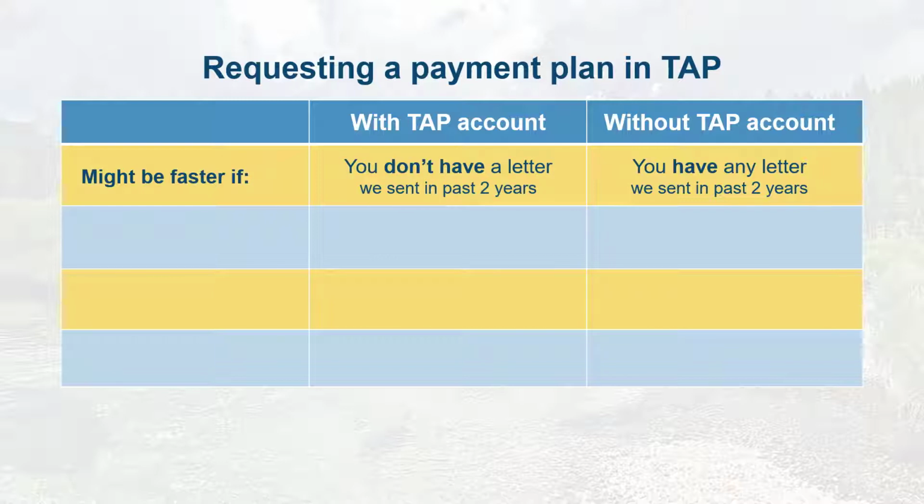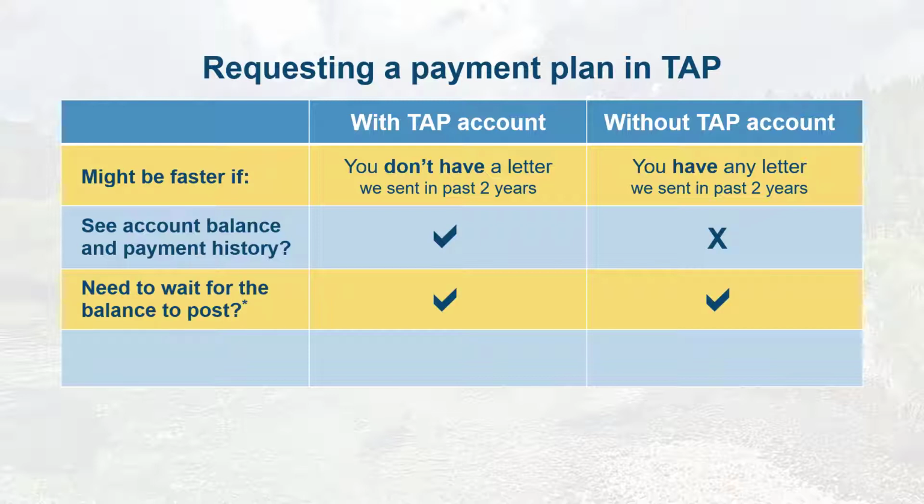Getting a TAP account is a good option if you don't have a recent letter from us and you're filing your return early. You'll probably be able to request a payment plan faster this way. You also might want a TAP account if you'd like to view information such as your current balance and payment history online. Either way, you'll need to wait for your balance to post before you can request a plan.